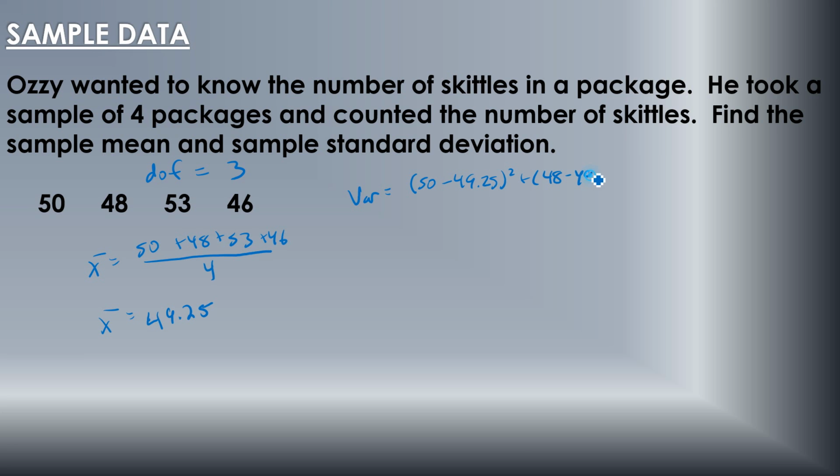Okay, now when we go to do our variance, we are going to do 50 minus 49.25 squared plus 48 minus 49.25 squared plus 53 minus 49.25 squared. And so you really should be thinking, gosh, this is something that we've done since the beginning of the year, and that is certainly true. The only difference being, in this case, I'm not going to divide by 4 for my variance. I'm going to divide by 3 because I have 3 degrees of freedom.